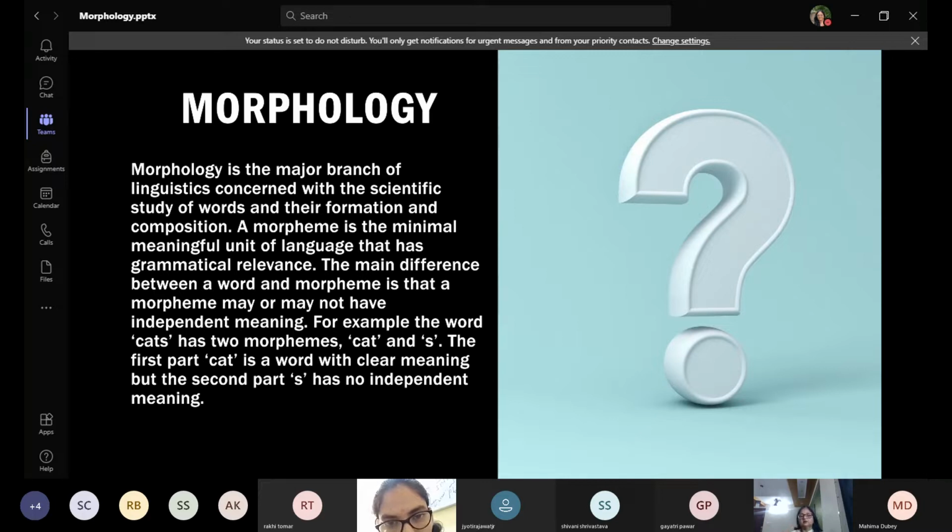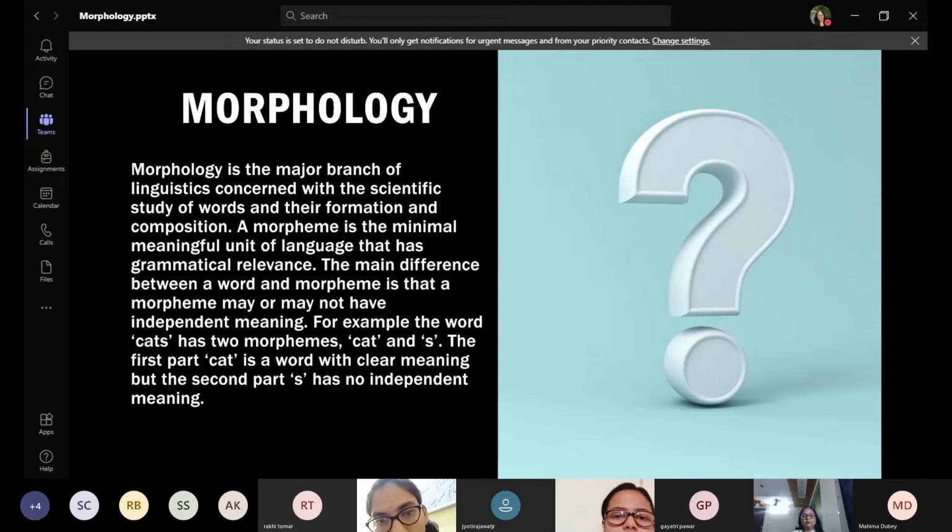Struggling. Struggling is a single word. In this word struggling, you have two morphemes. Struggle has independent meaning. Ing does not have independent meaning. So struggle is a free morpheme. Ing is a bound morpheme. Cats. Cats has two morphemes, cat and s. First part, cat, has independent meaning.